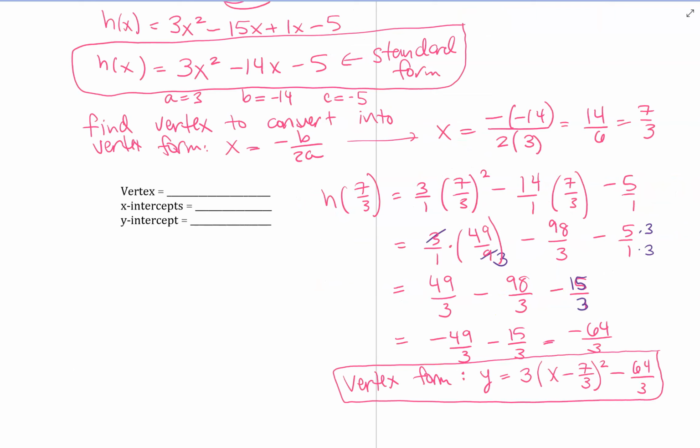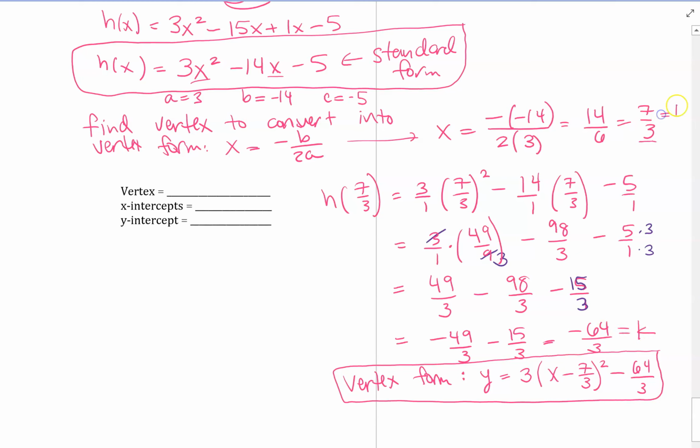Okay, so using the formula negative b over 2a to get the vertex would end up being negative 14 over 2 times 3, which is positive 14 over 6, which gives 7/3. When I plug 7/3 into my equation for x, I get 3 over 1 times (7/3) squared minus 14 over 1 times 7/3 minus 5 over 1. Remember, when I'm working with whole numbers and fractions, I put my whole numbers over 1. Simplifying that out, I end up getting negative 64/3, which is my k value for the vertex.